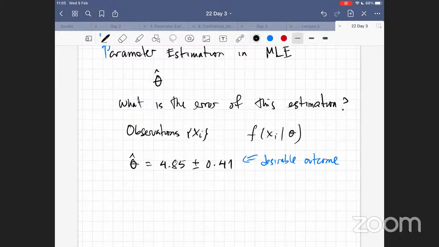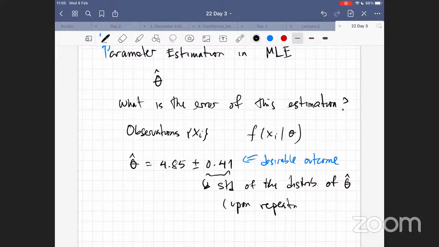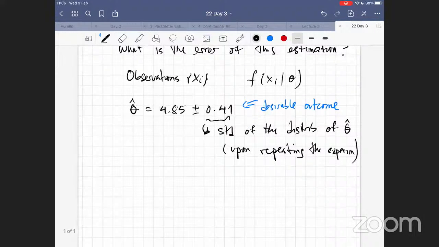It means that if the experiment were repeated many times, this would be the standard deviation of the distribution of our estimator upon repeating the experiment. That is more or less the interpretation you will have.